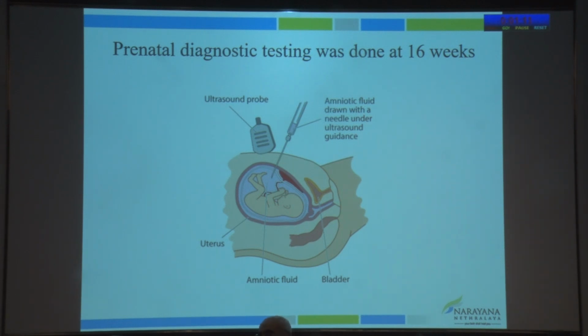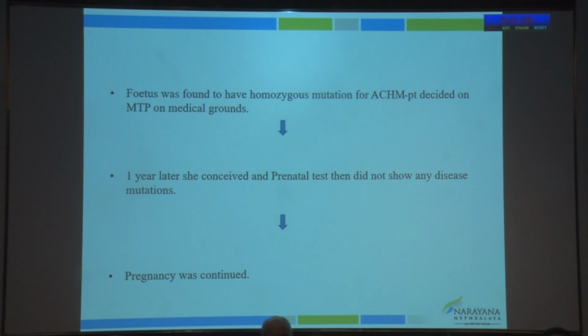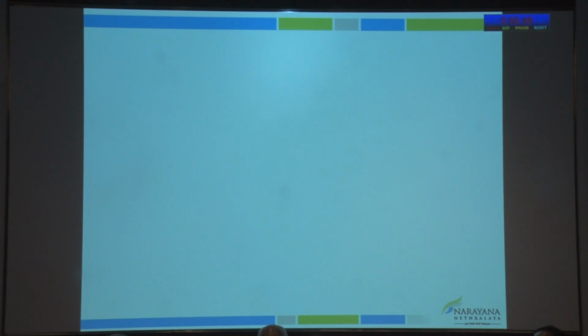The patient again underwent post-test counseling, and she wanted to go ahead with prenatal diagnostic testing. She underwent amniocentesis at 16 weeks, and the fetus was also found to have a homozygous mutation in the same gene. On medical grounds, she decided on MTP. One year later, she conceived again and again underwent prenatal testing, but this time it did not show any mutations, and she continued with the pregnancy. This case example shows how important genetic testing is to at least provide patients with reproductive options.